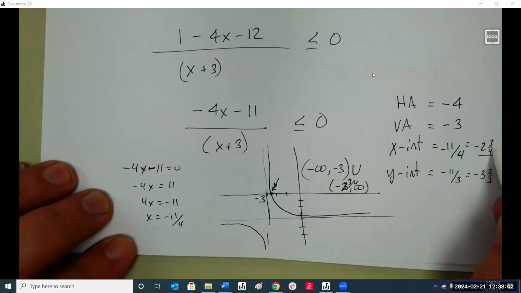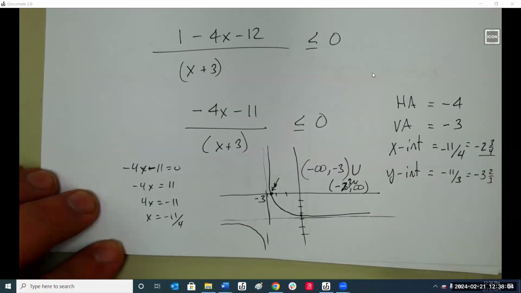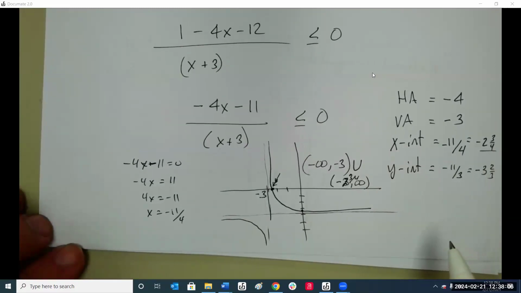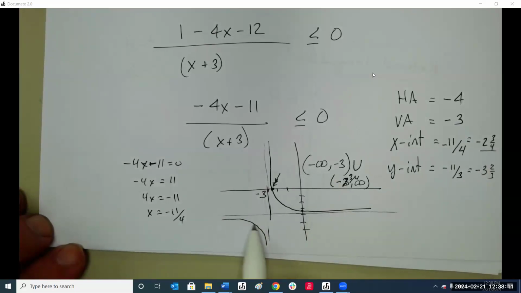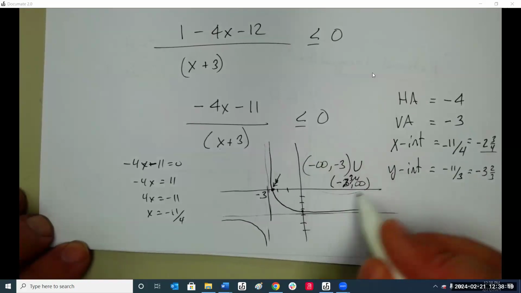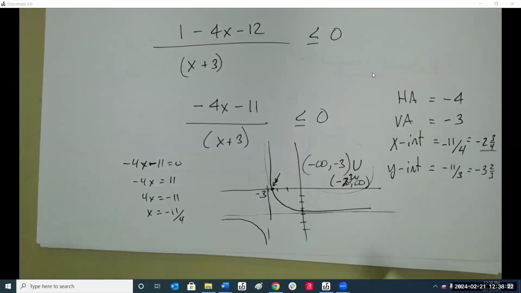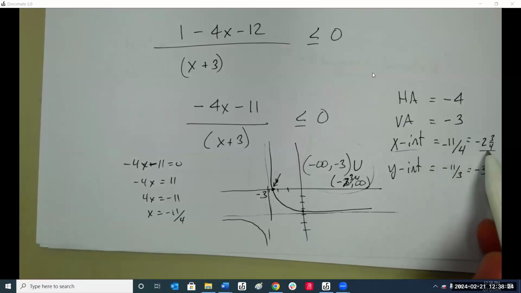It's the negative 2 3/4. This is the domain: negative infinity to negative 3. That's all below the x-axis. And then from negative 2 3/4 to infinity. That's the answer. Yeah, it's looking for the x-intercept.